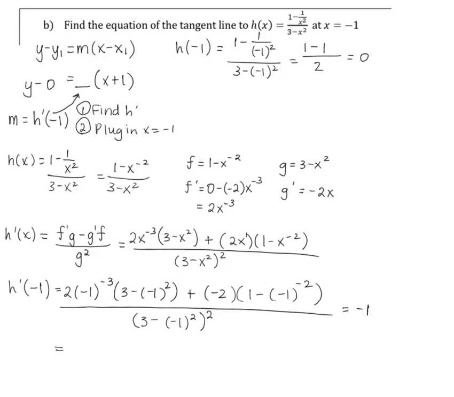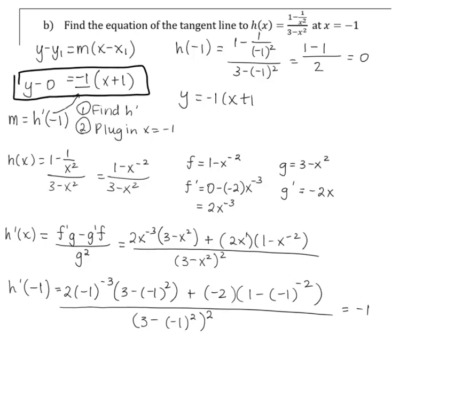This gives me -1, and so now I am able to finish writing the equation of this tangent line. I can simplify that because I don't need that -0 on the other side of the equation. If you wanted to take that further into mx plus b form, you could distribute the -1.